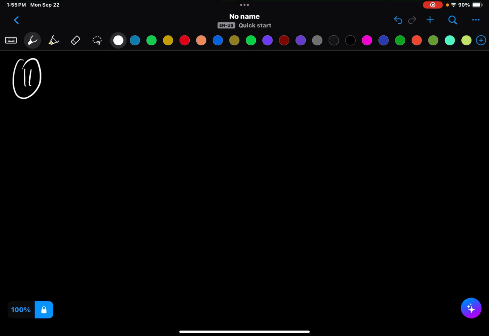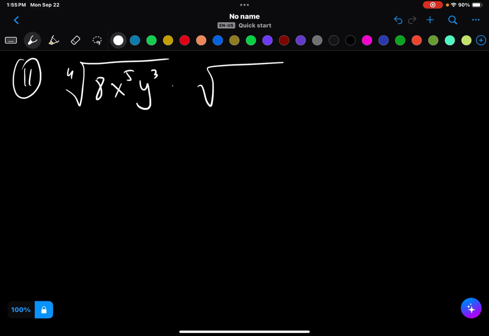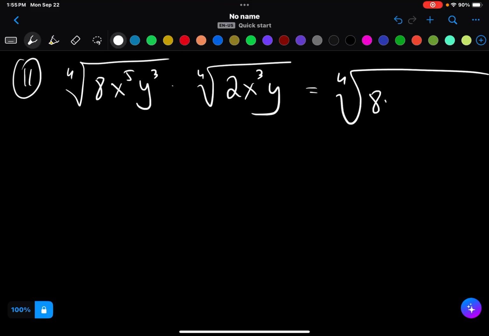For 11, you have a power 5 radical that has 8x to the 5th and y to the 3rd, and another power 5 radical that has 2x to the 3rd and y underneath. Because these are both power 5 radicals, we can combine them under one roof. And you'll have 8x to the 5, y to the 3, times 2x to the 3rd, y.